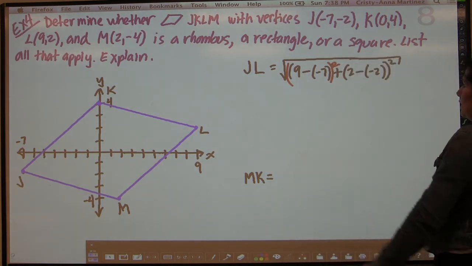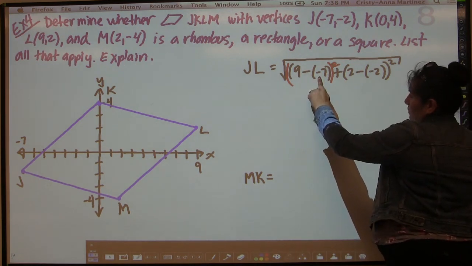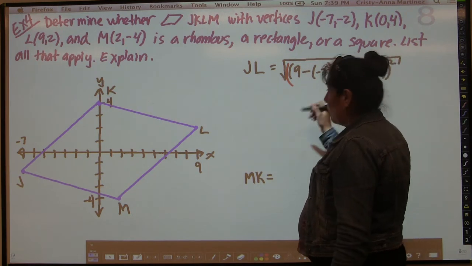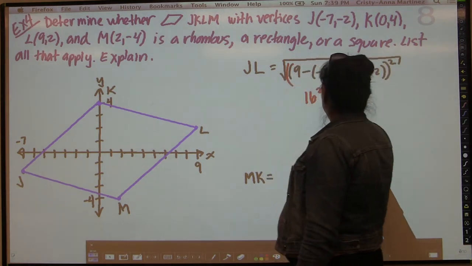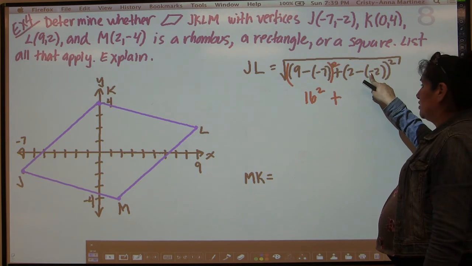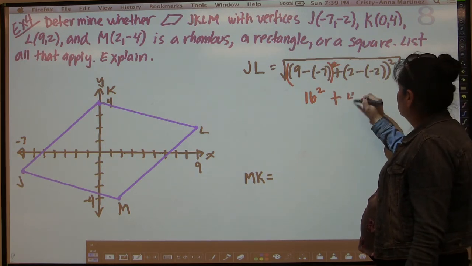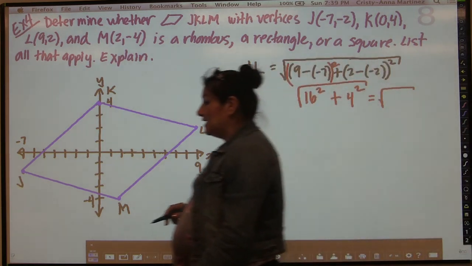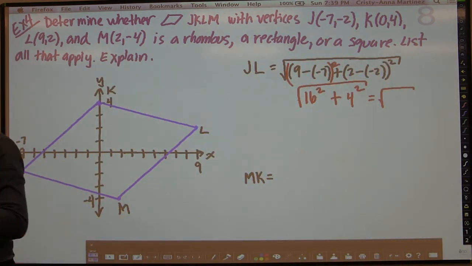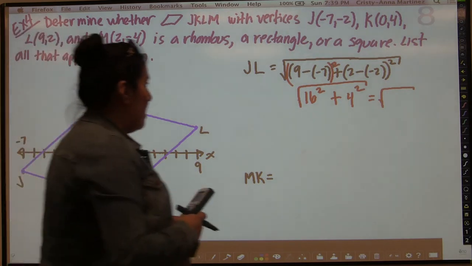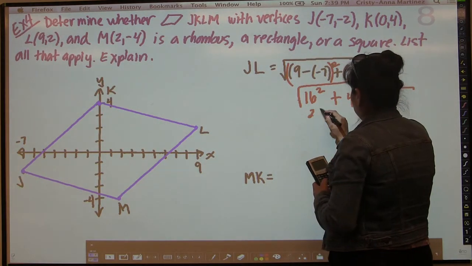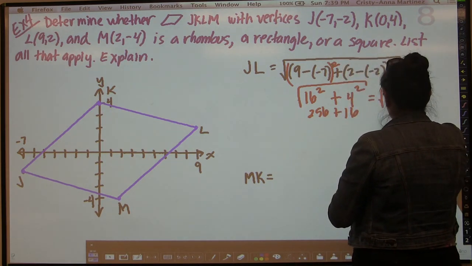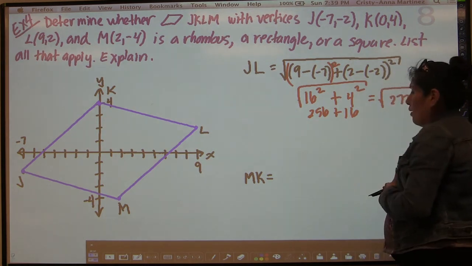All right, so basically what I need to do is here 9 minus -7, which is 9 plus 7. And 9 plus 7 is 16. And then we're going to square 16. Then we have 2 minus negative, which is plus. So 2 plus 2 is 4, and square that. So 16 squared is 256. And then 4 squared is 16. 256 plus 16 gives us 272. So we get the square root of 272.